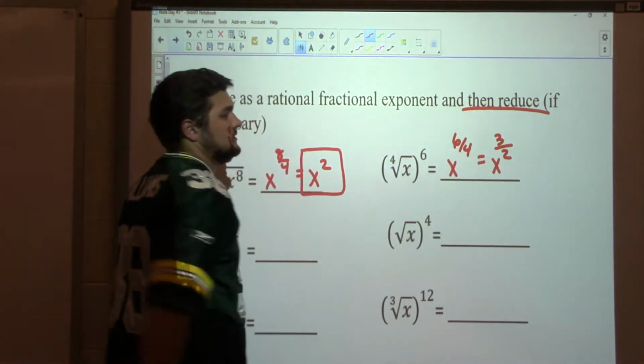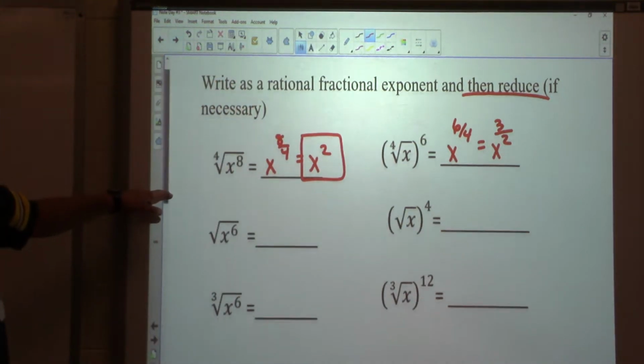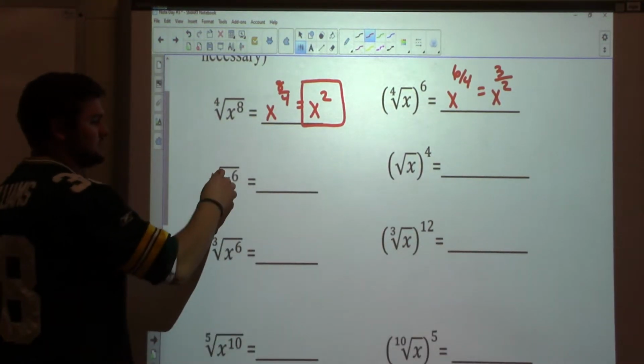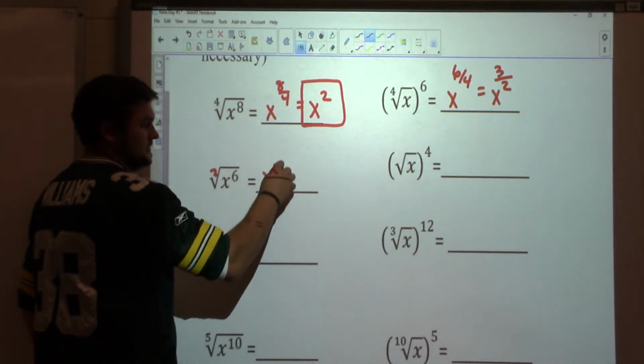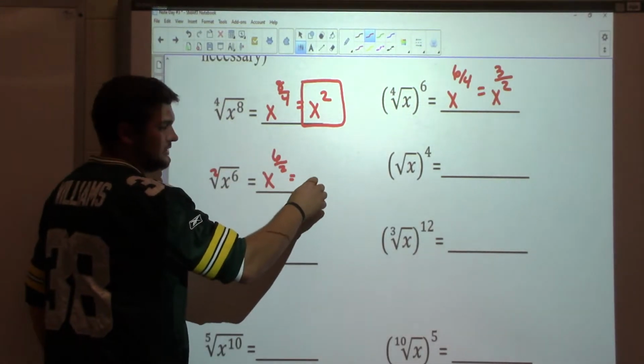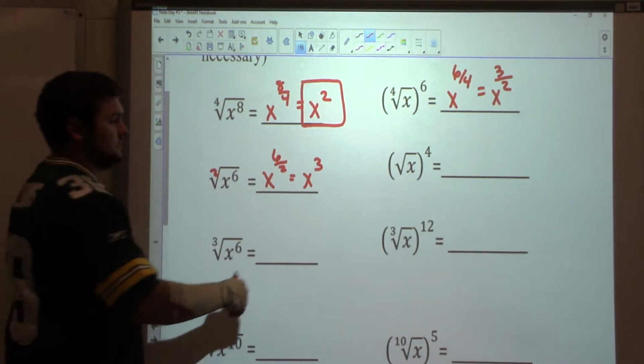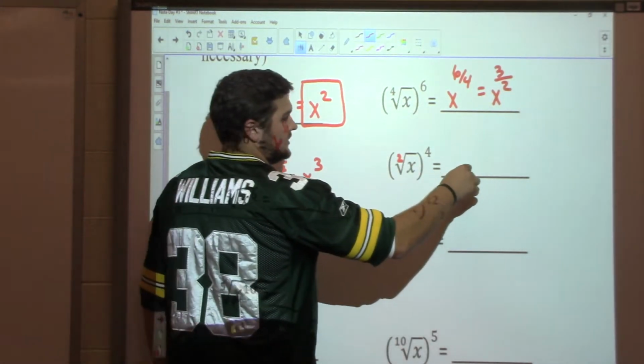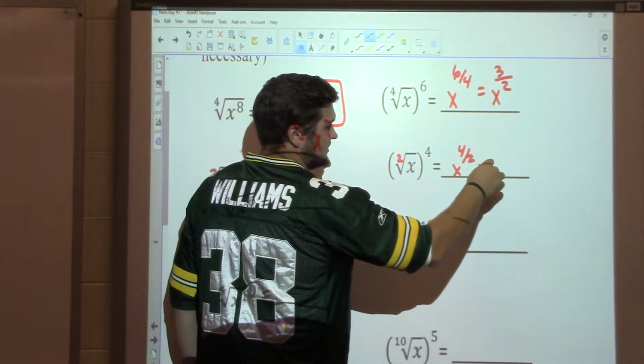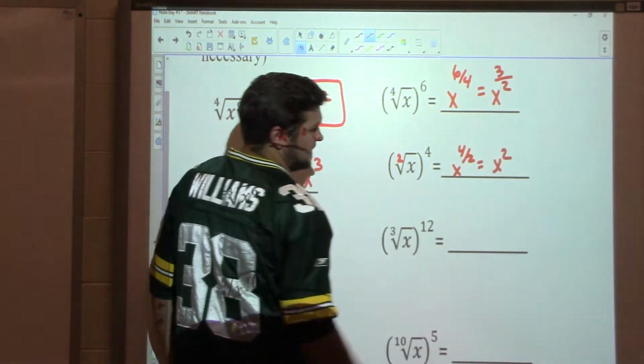That's my answer. Looking at our next one, it's the square root of x to the 6th. X to the 6 halves, or x cubed. The square root of x to the 4th. X to the 4 halves, which equals x squared.